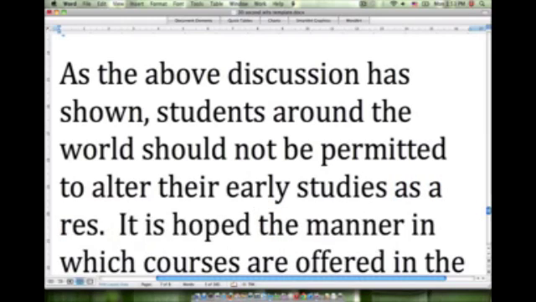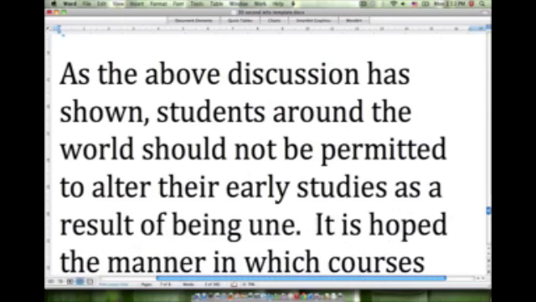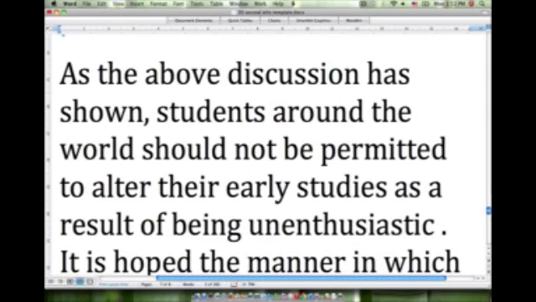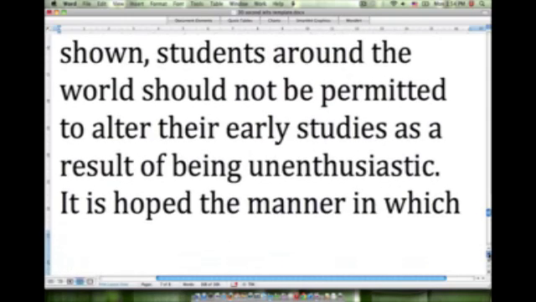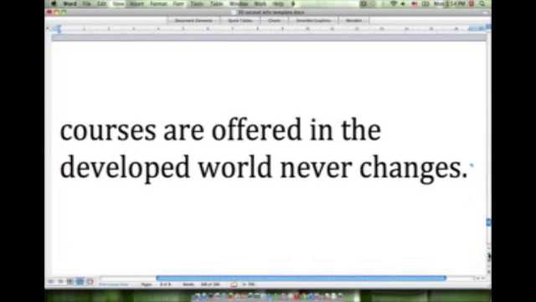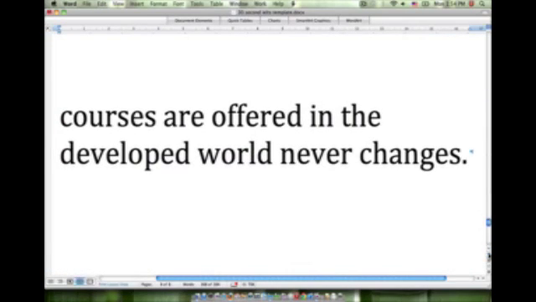As a result of being unenthusiastic. It is hoped the manner in which courses are offered in the developed world never changes.